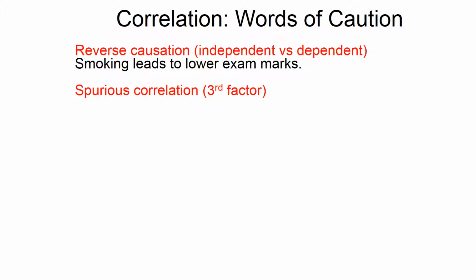So, smoking leads to lower exam marks. Okay, so if you smoke, then that inhibits your brain function, and you get lower exam marks. Does it work the other way around though? Maybe the causation is the other way round. Maybe because you've got lower exam marks, you tend to be a person that's made poor life choices, and you're then more likely to smoke. Okay, so sometimes the causation in a correlation is backwards. You need to be aware of that when you're interpreting data.